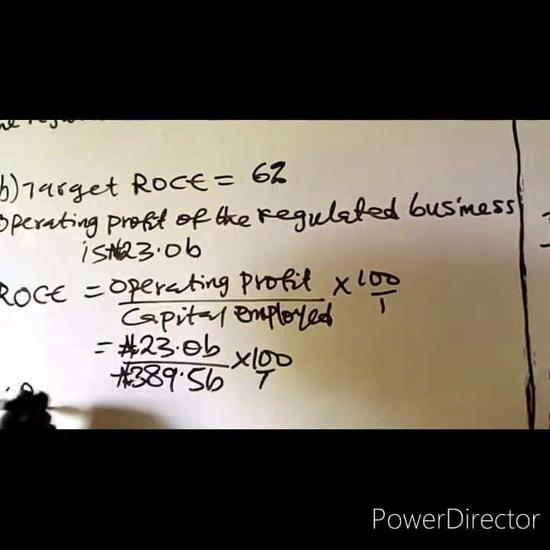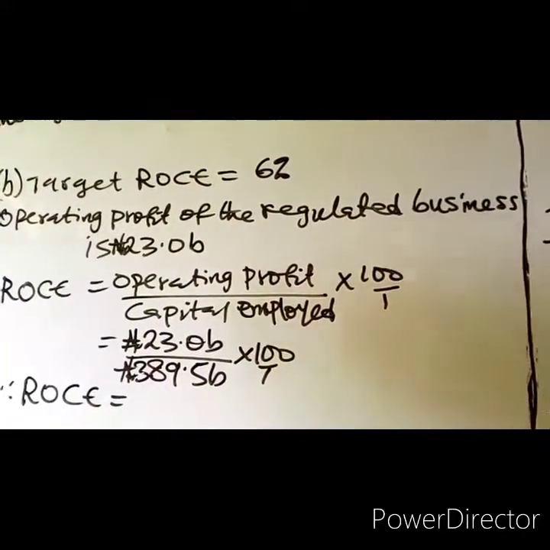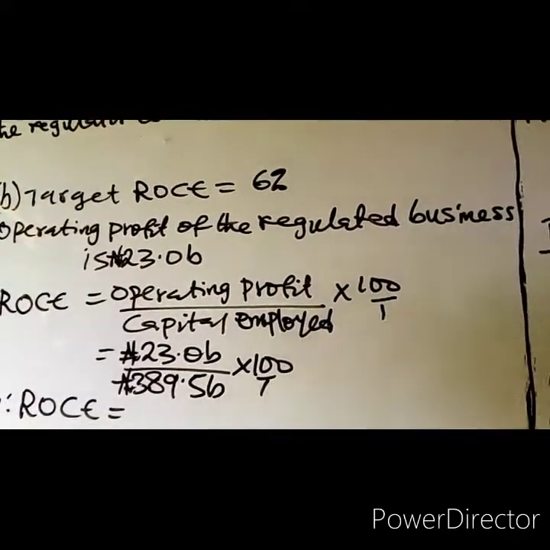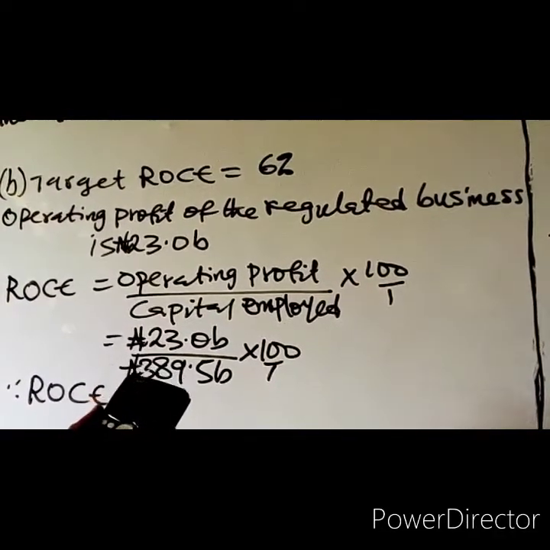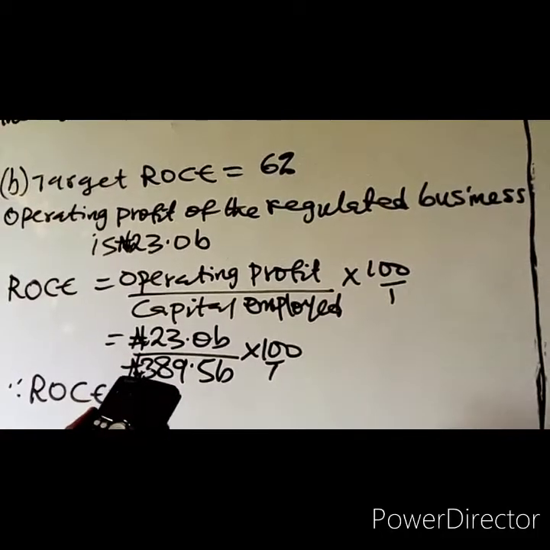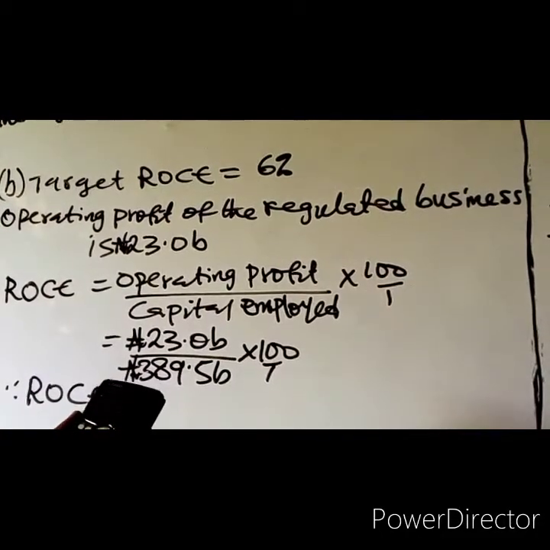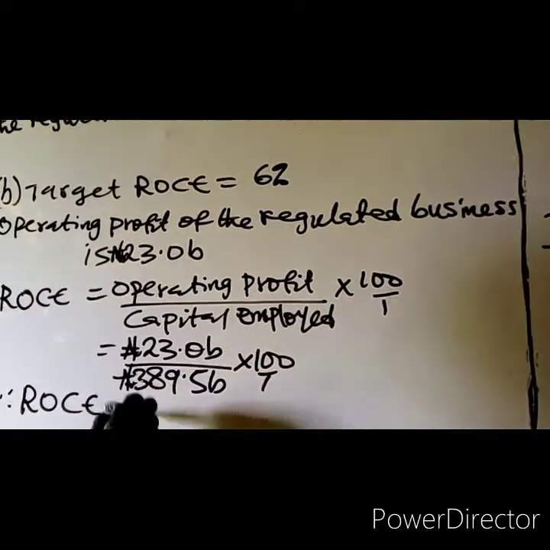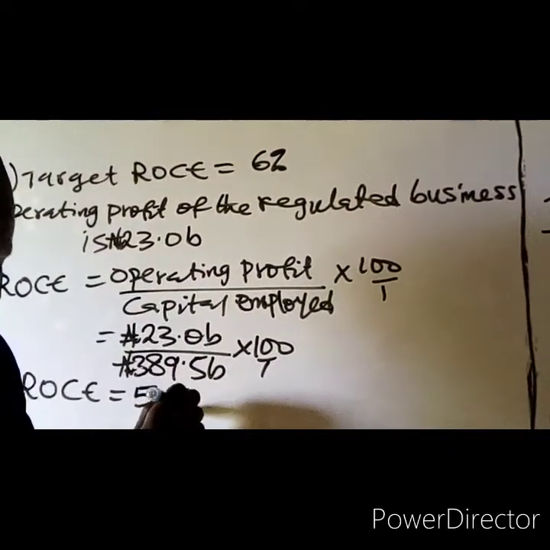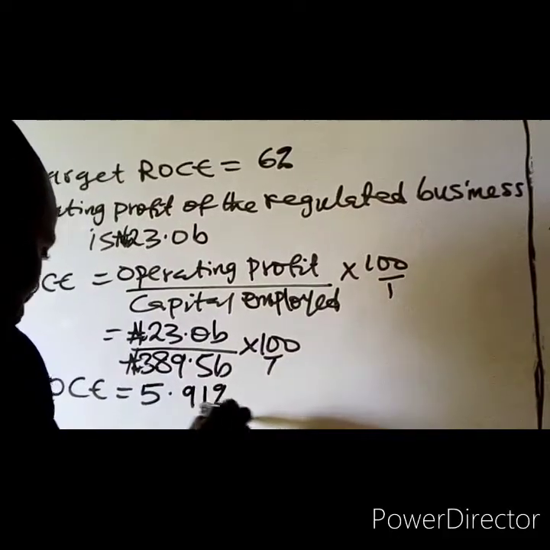Therefore, ROCE: we have 23.0 billion divided by 389.5 billion times 100. That will give us 5.91%.